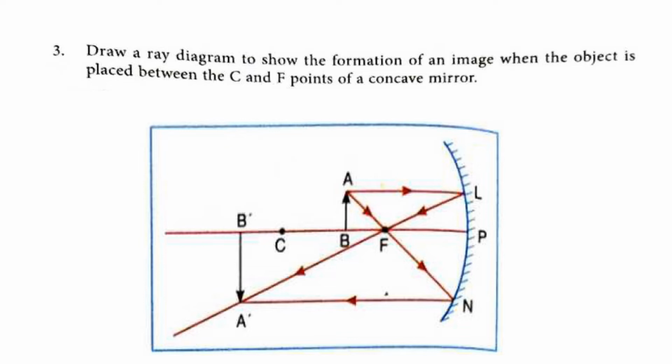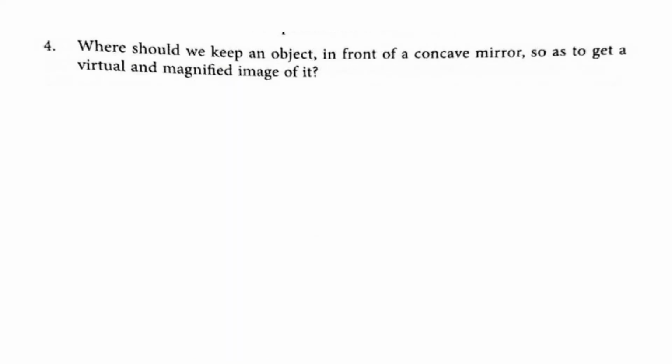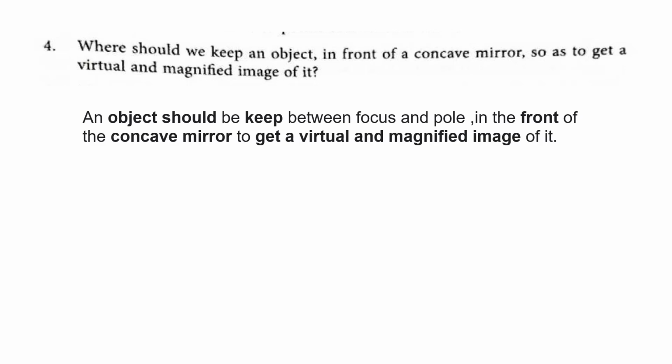Okay. Then fourth question: where should we keep an object in front of a concave mirror so as to get a virtual and magnified image of it? Children, you know already that in the case of concave mirror, all the time we are getting real inverted images. Only one case we are getting virtual, erect and magnified image. That is when we are taking the object between pole and focal point. An object should be kept between focus and pole in the front of the concave mirror to get a virtual and magnified image.